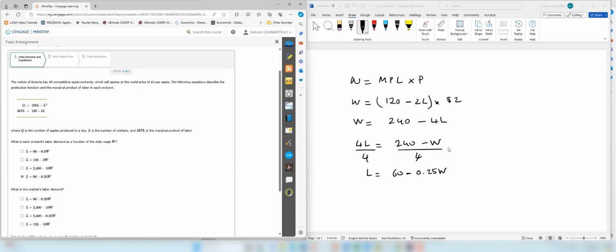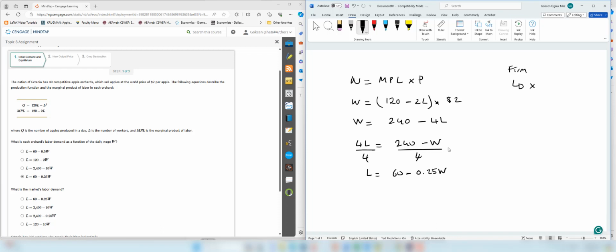And now to find the market demand function, we need to multiply this labor demand for an individual firm by the number of firms. In this case, we have 40 competitive apple orchards. So now we can write 60 minus 0.25W times 40. So 60 times 40 is 2,400, minus 40 times 0.25W is 10W. This is the market labor demand function. So we can choose the option here.